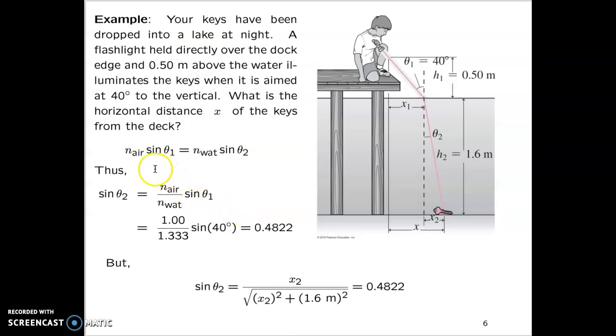We're going to have to find out what theta 2 is. So how do we find it? Well, we have everything in this equation except for theta 2. We have the two n's, the indices of refraction, and we know what theta 1 is. So we can solve for theta 2, and I'm just going to leave it as the sine of theta 2. We divide each side of the equation by the index of refraction for water, and we get sine theta 2 is the ratio n air over n water multiplied by sine of theta 1.